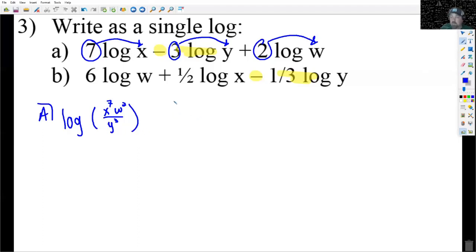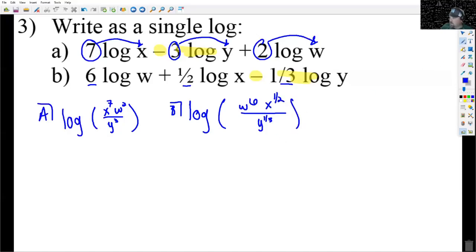All right, so let's look at part B. Remember, this is going to be our denominator, and these things right here are all going to become powers. So we're going to need to simplify them a little bit. But we'll start with writing it as one. So it's all log, and let's not draw the parentheses a little bit. So this is log, and this is going to end up in the bottom. This is y to the 1/3. Top is going to be w to the 6th, and x to the 1/2.